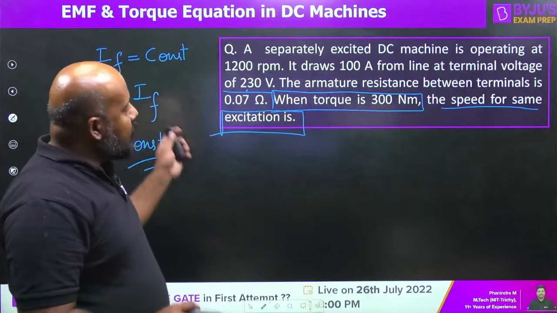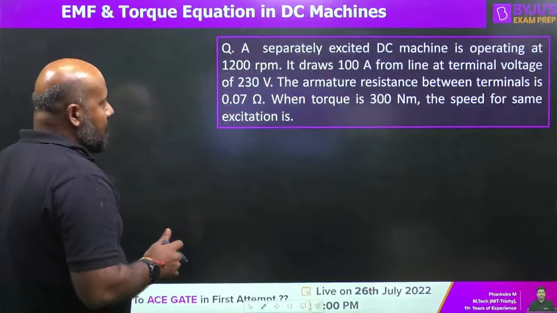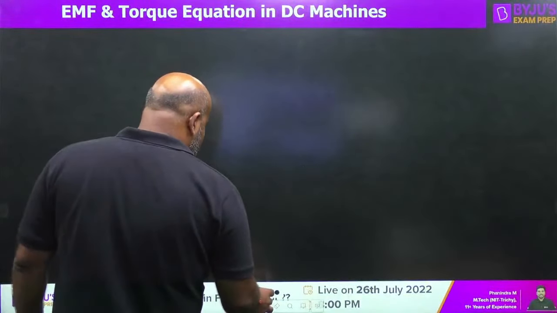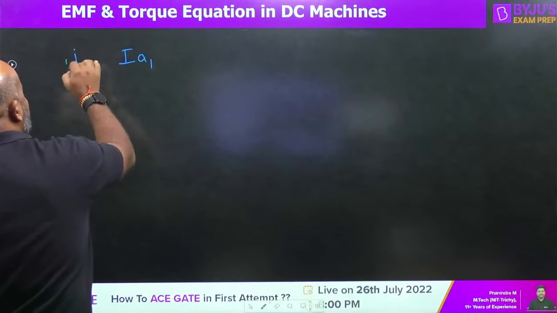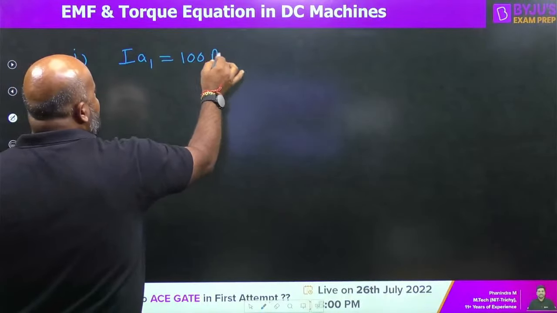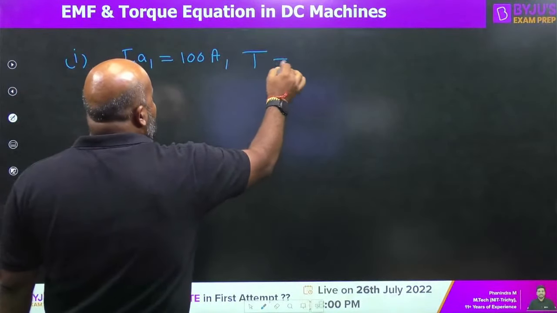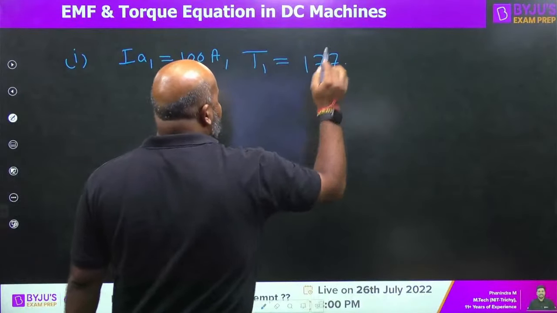Now, if I am using the data that I have gathered in the previous question, suppose this was the first case, the previous question, when the armature current was 100 ampere, what was the torque value you got? I think it was 177 point something.